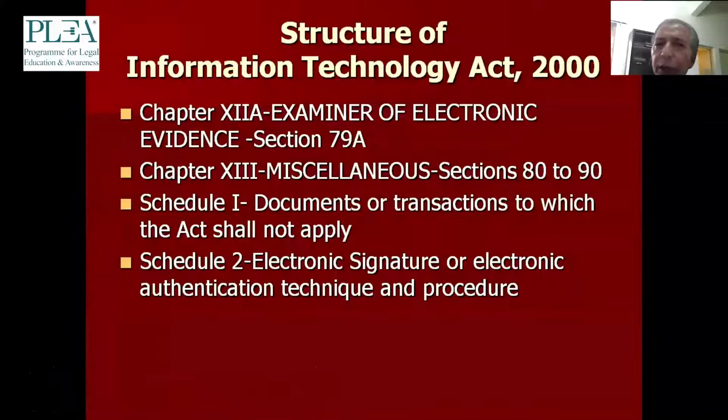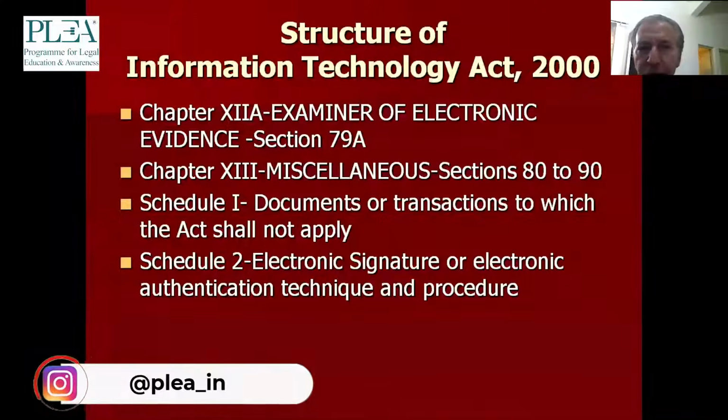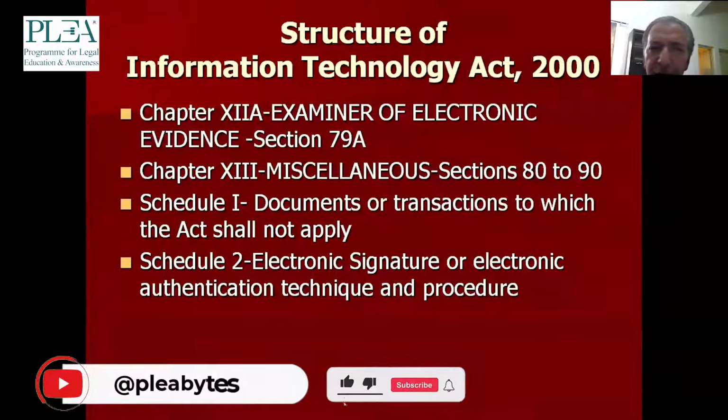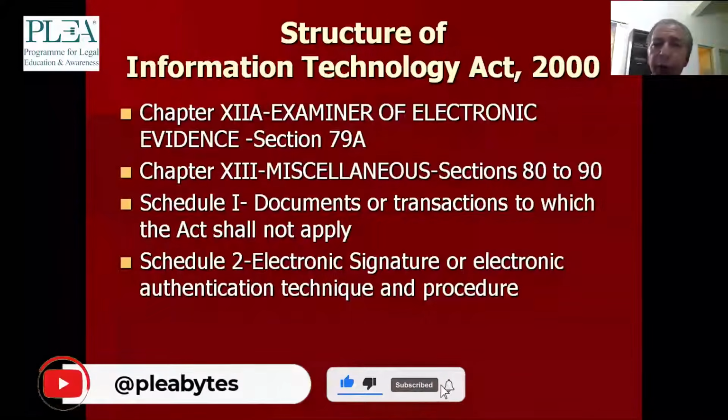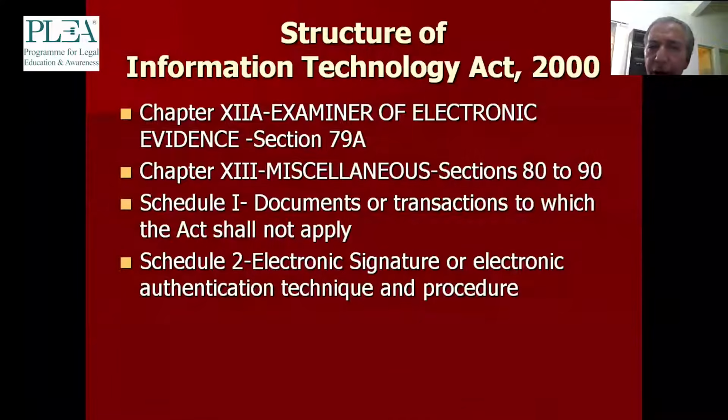Sections 91 to 94 have been deleted because those were already incorporated, as per the provisions of the General Clauses Act 1897. Then Schedule 1, documents or transactions to which the Act shall not apply. So where the IT Act does not apply, what must be done manually is mentioned in Schedule 1. And Schedule 2 describes electronic signature or electronic authentication technique and procedure.